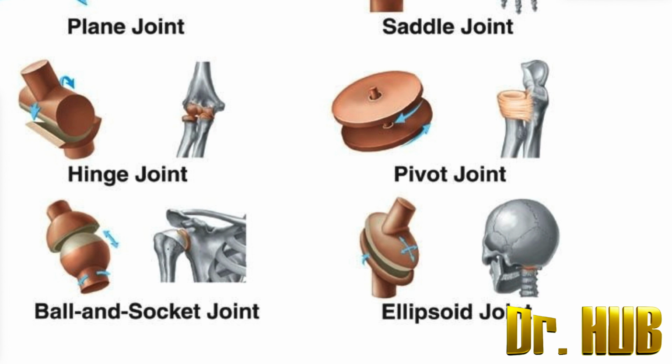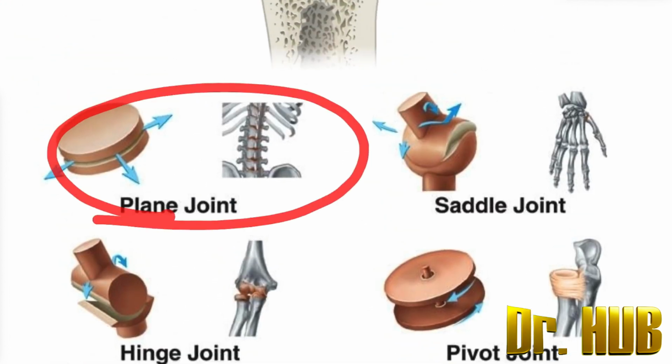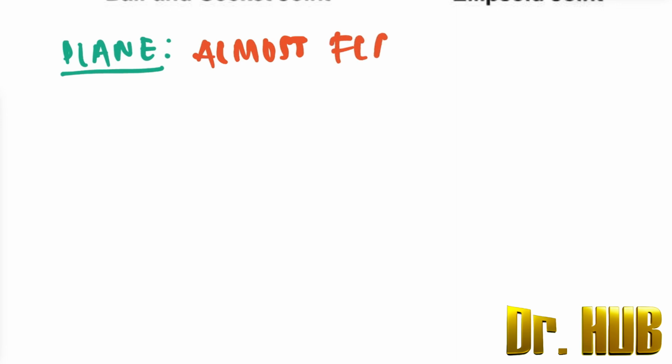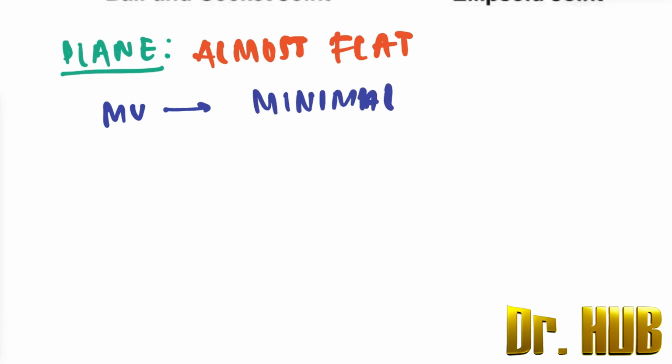To begin with, we look at the plane joint. So what is special about the plane joint? The articular surface is almost flat. So how is the movement? The movement is a minimal sliding movement.